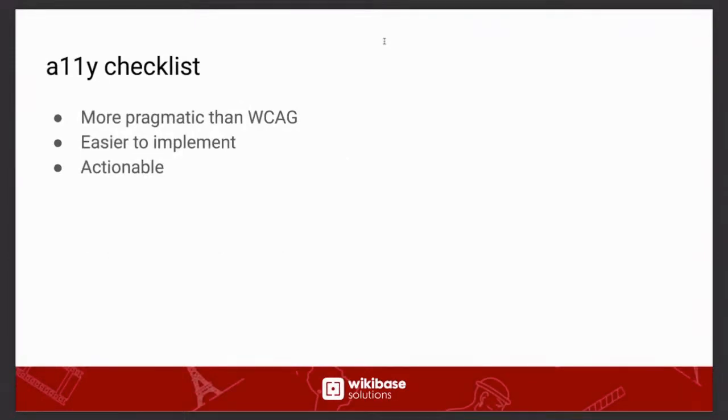But the WCAG is a bit large and not very useful. Or, well, it is useful, but not very easy to get started with. So there's the A11Y checklist, which is much more pragmatic. It just consists of a couple of points which you can easily implement, which are directly actionable.